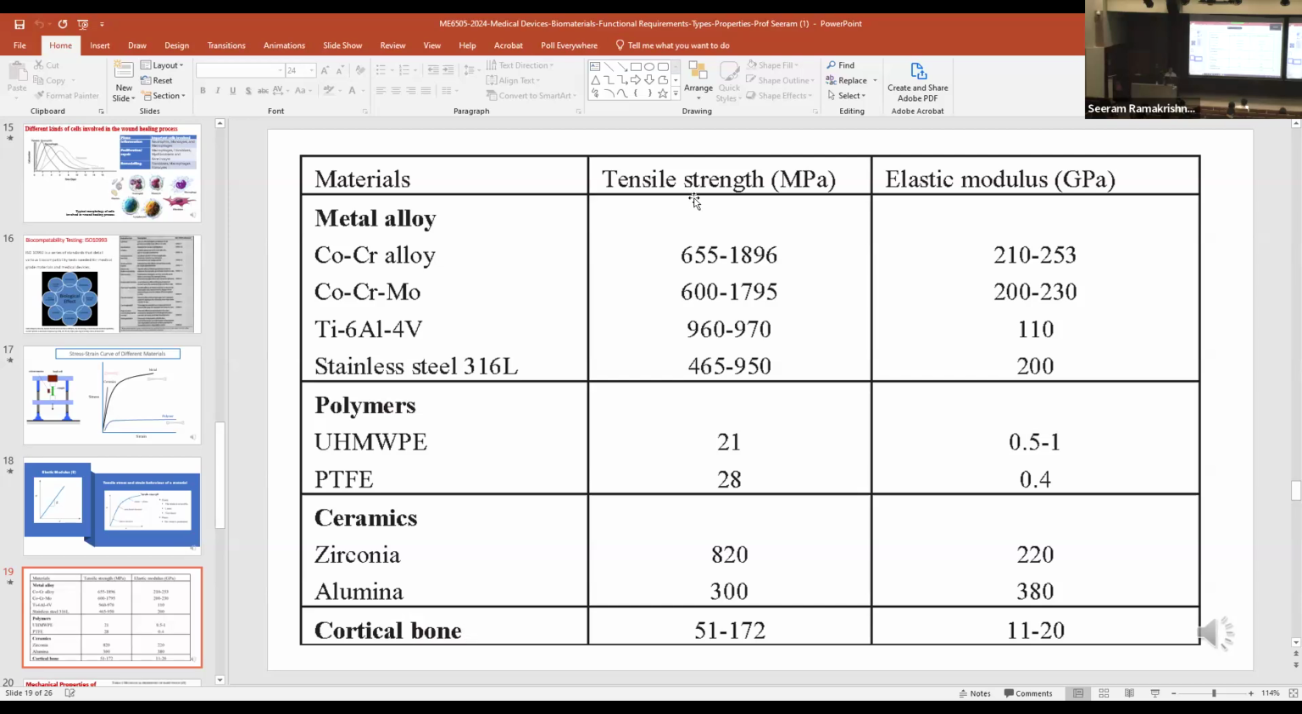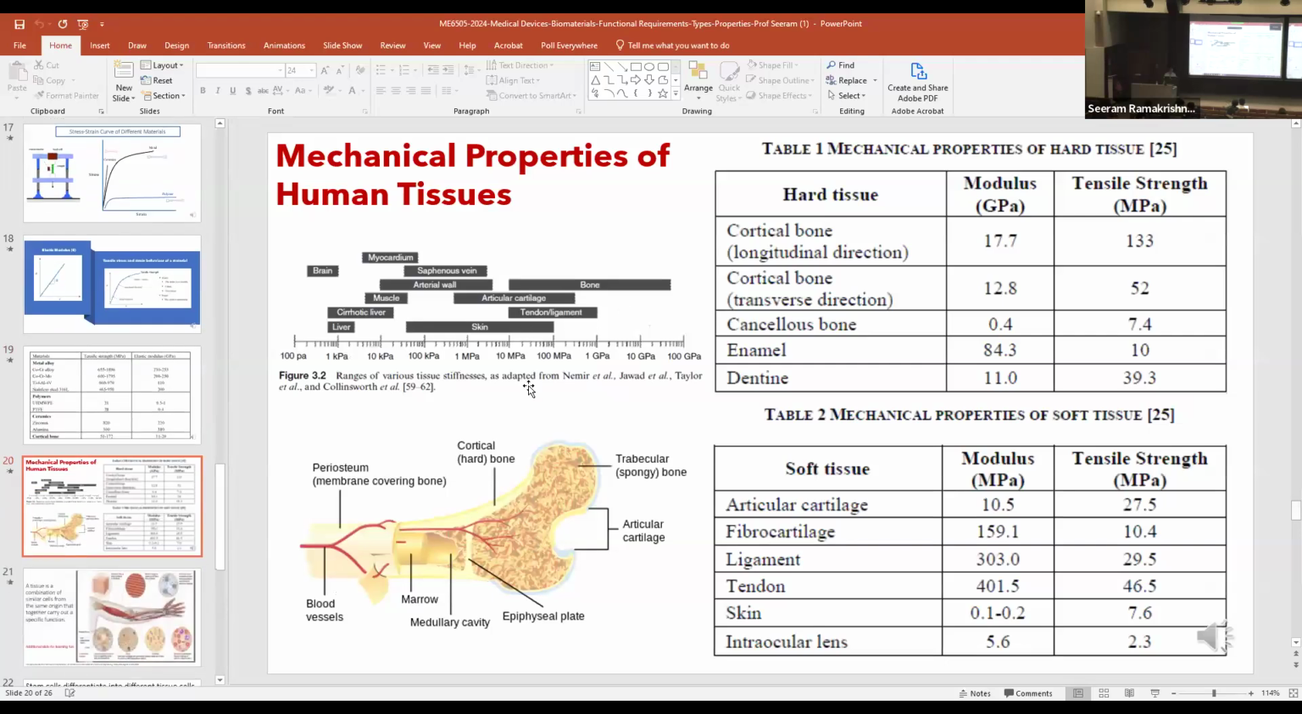And if you look at the cortical bone, that would have a tensile strength of 50 to 170 megapascals. You can see that's much higher than polymer, but it's actually lower than metals and ceramics. Similarly, the elastic modulus of a cortical bone is much lower than your ceramic, much higher than polymers, and somewhat lower than metal alloys. So you could see four broad categories of materials and how they relate to the actual bone or the human tissue. Now, to make things more complicated, here it is.